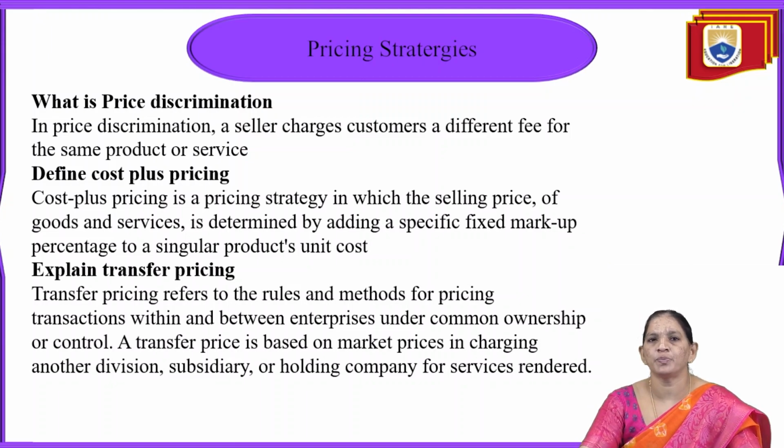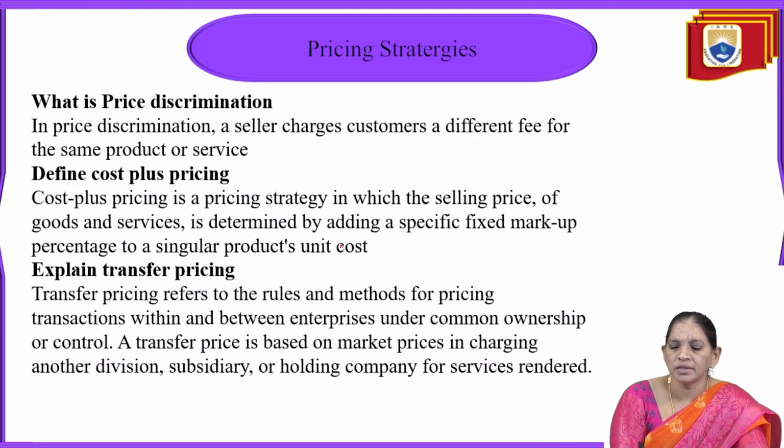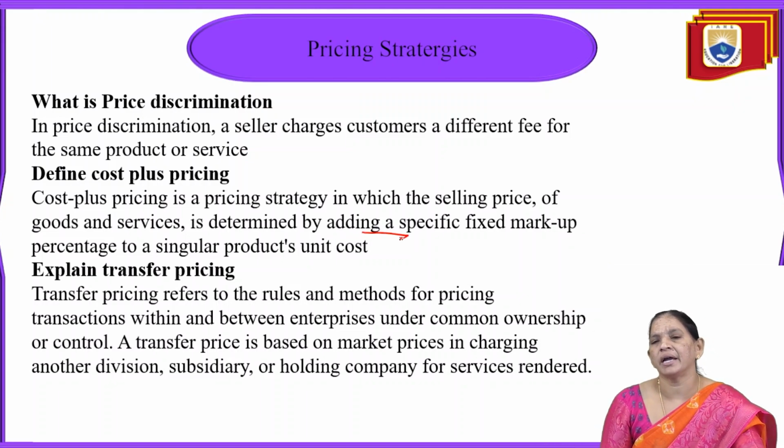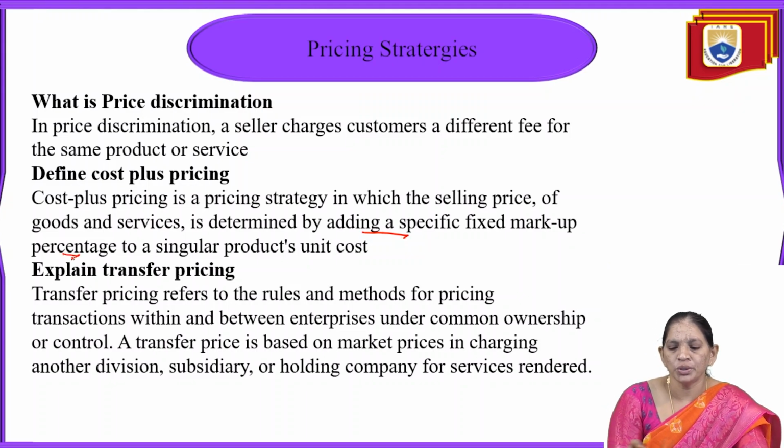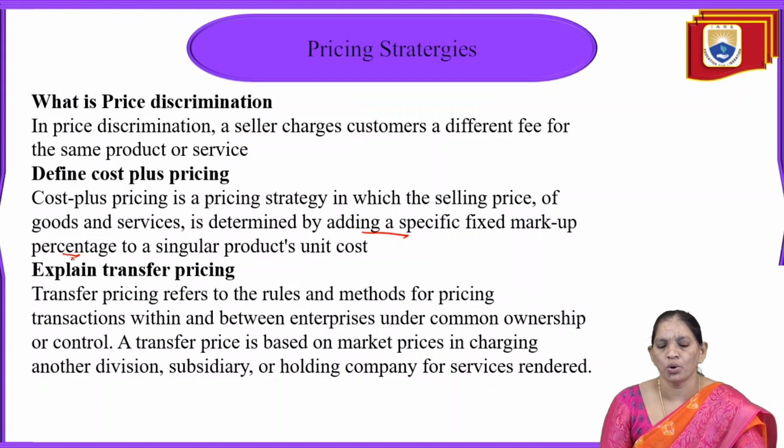Define cost plus pricing. This is a common pricing method which all business people use. Cost plus pricing is a pricing strategy in which the selling price of goods and services is determined by adding a fixed markup percentage to the per unit cost of the product.